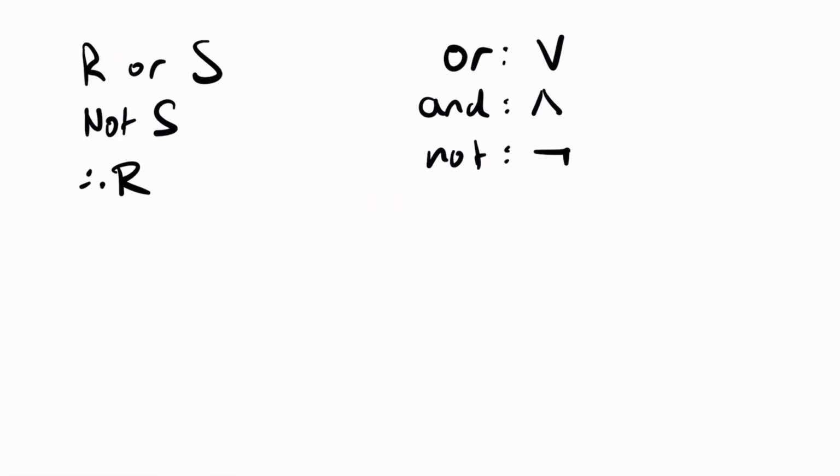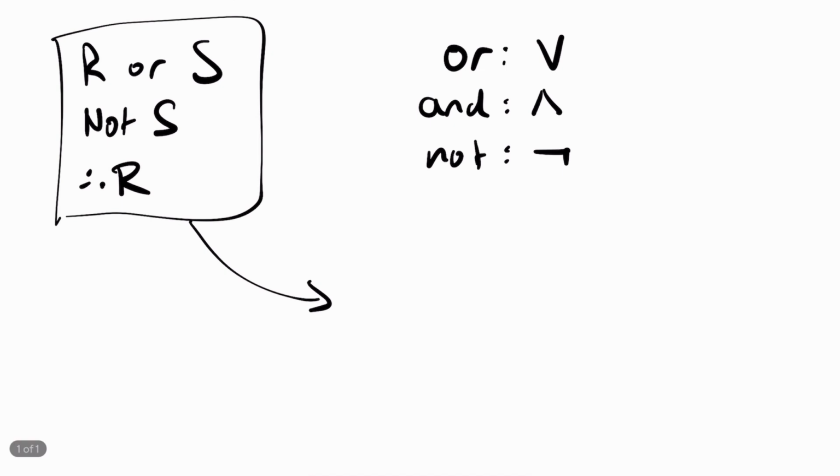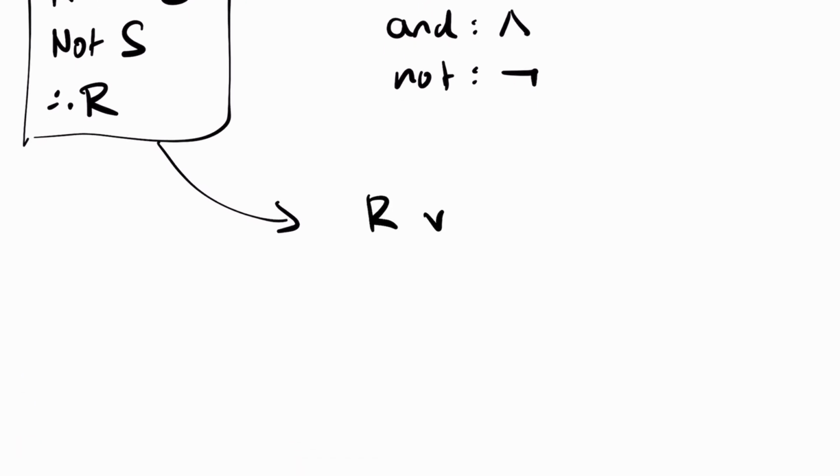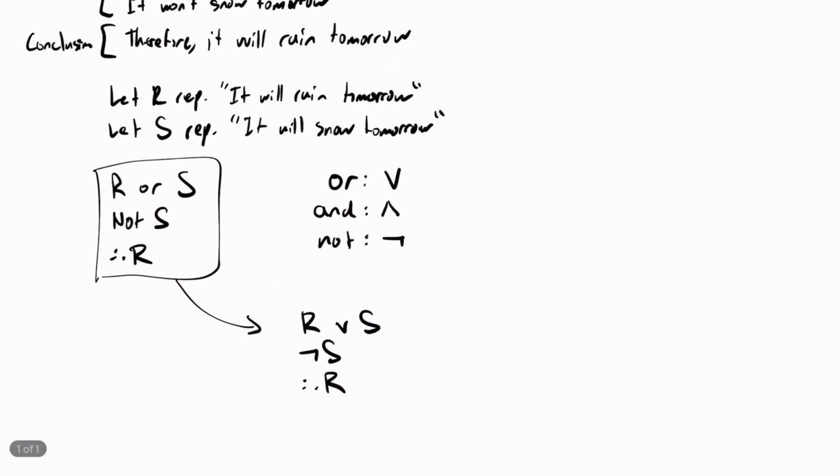So now we can rewrite this one more time. We can say R or S, not S, therefore R. And just translating this to English, it will rain tomorrow or it will snow tomorrow. It is not going to snow tomorrow. Therefore, it will rain tomorrow.